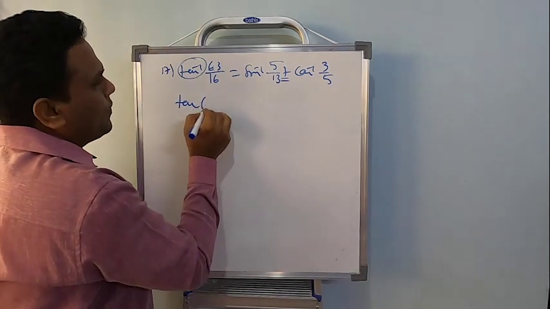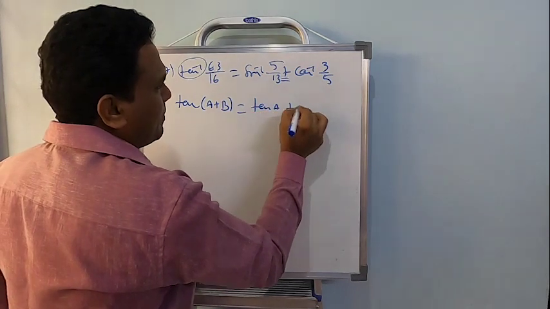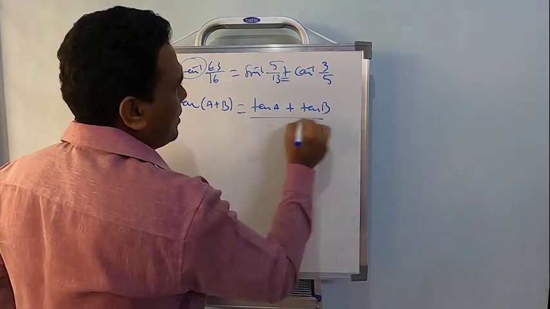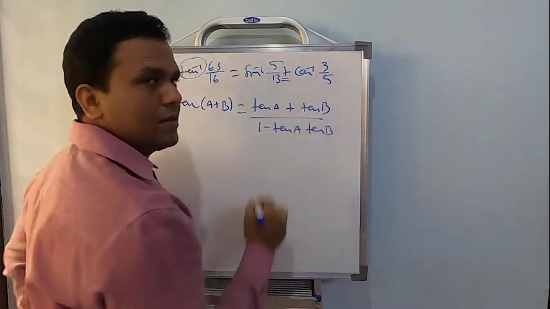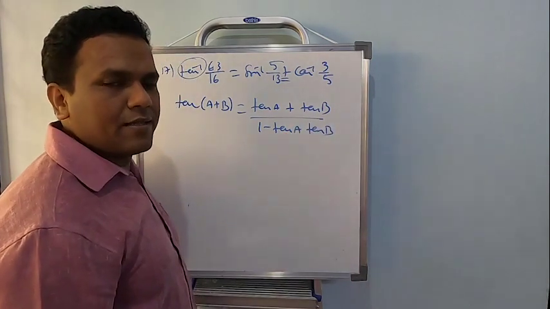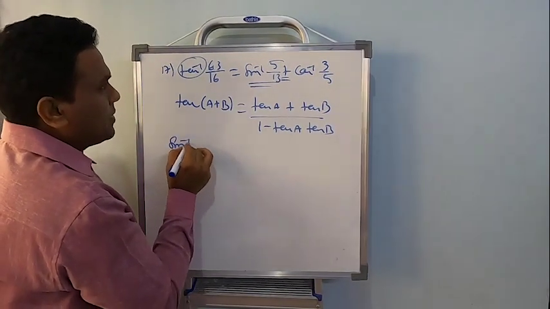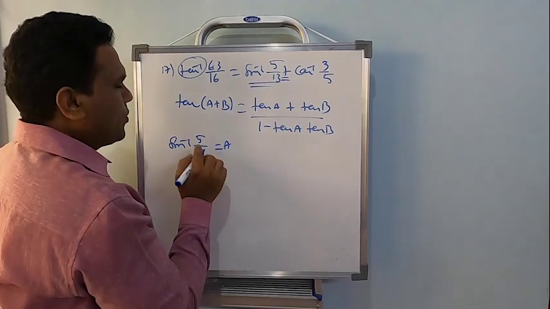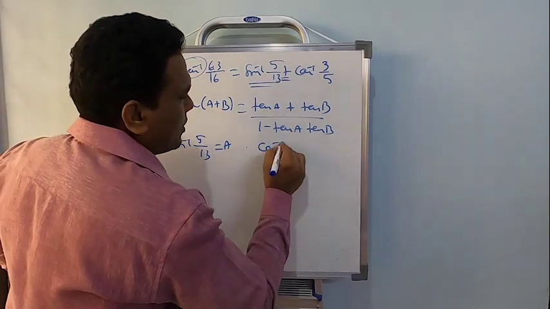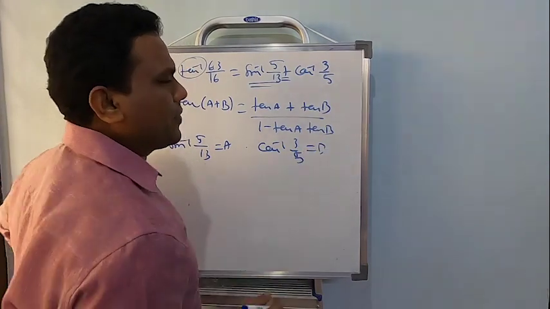So use the formula: tan of A plus B can be written as tan A plus tan B by 1 minus tan A multiplied by tan B. So that's the formula which has to be considered. Let us start with this term, sin inverse 5 by 13. Let's consider it equal to A, and the next one, cos inverse 3 by 5, let's consider equal to B. That's okay.